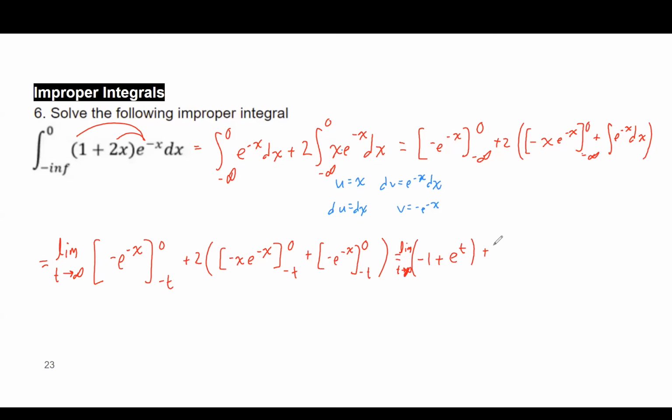Okay, plus 2 times. Now this first part, when we plug in 0, is going to be 0. When we plug in t, it is going to be minus t e to the t. And then we've got plus. Now notice this is actually the same as this. So it's going to be plus -1 plus e to the t.